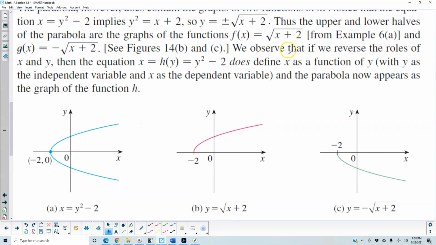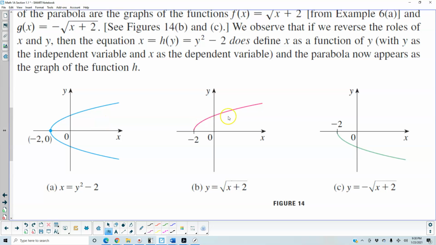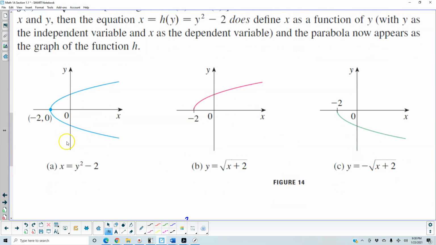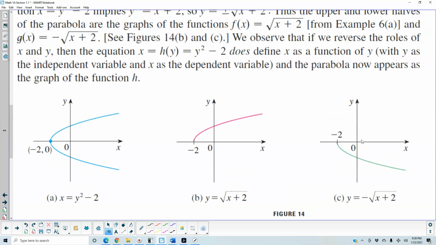So we observed that if we reverse the roles of x and y, then the equation x equals h of y equals y squared minus 2 does define x as a function of y, with y as the independent variable and x as the dependent variable, and the parabola now appears as the graph of the function h. So in this case, you can see how we determine when a graph is a function by using the vertical line test.